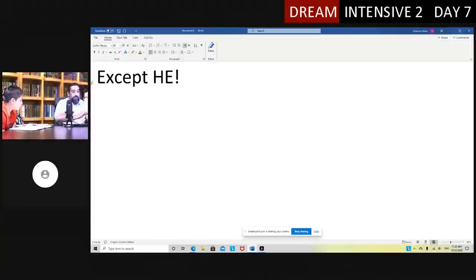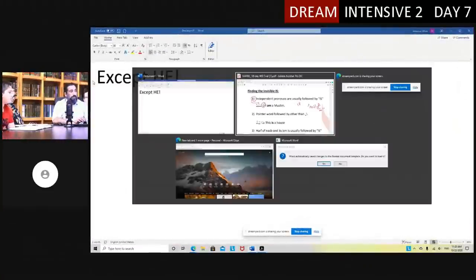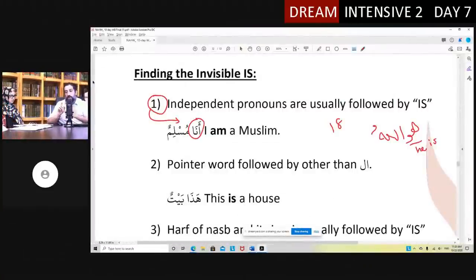Okay. Now, let's move on to the second one. What did we learn about pointers? They're called ismul ishara. You love that word. Ismul ishara. Musharun ilay. The musharun ilay has to have al on it. Anything other than musharun ilay will give you an is.